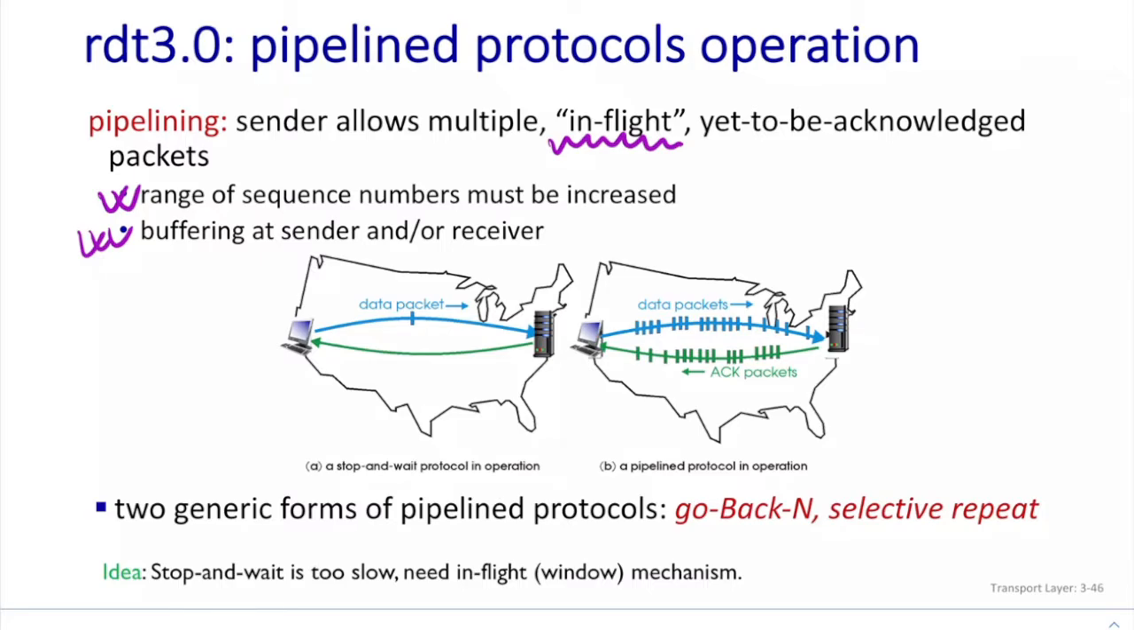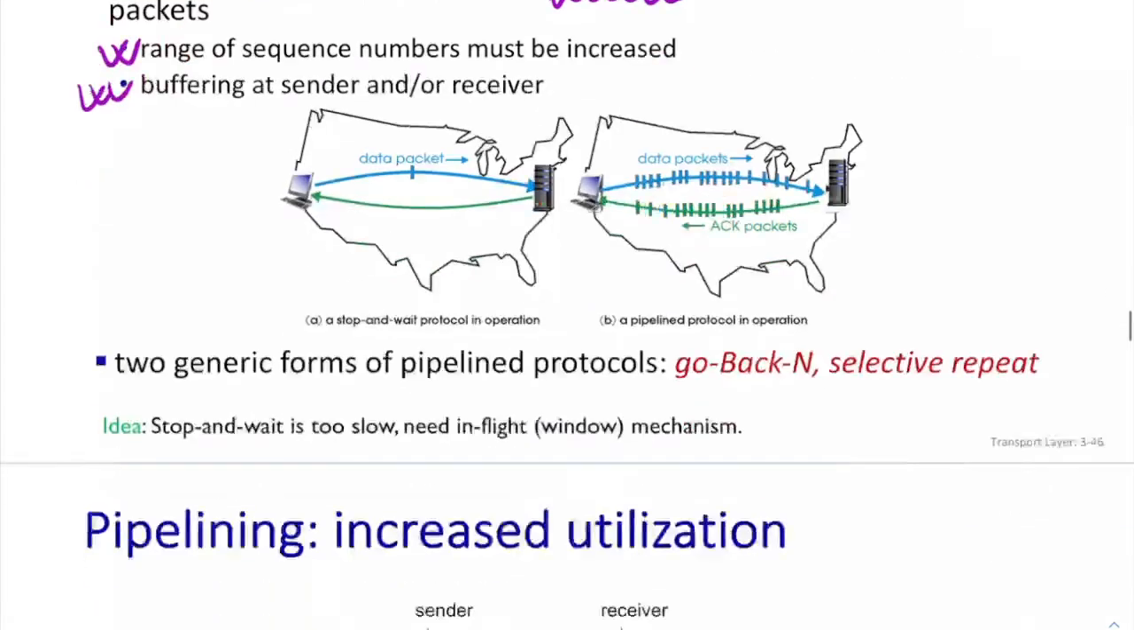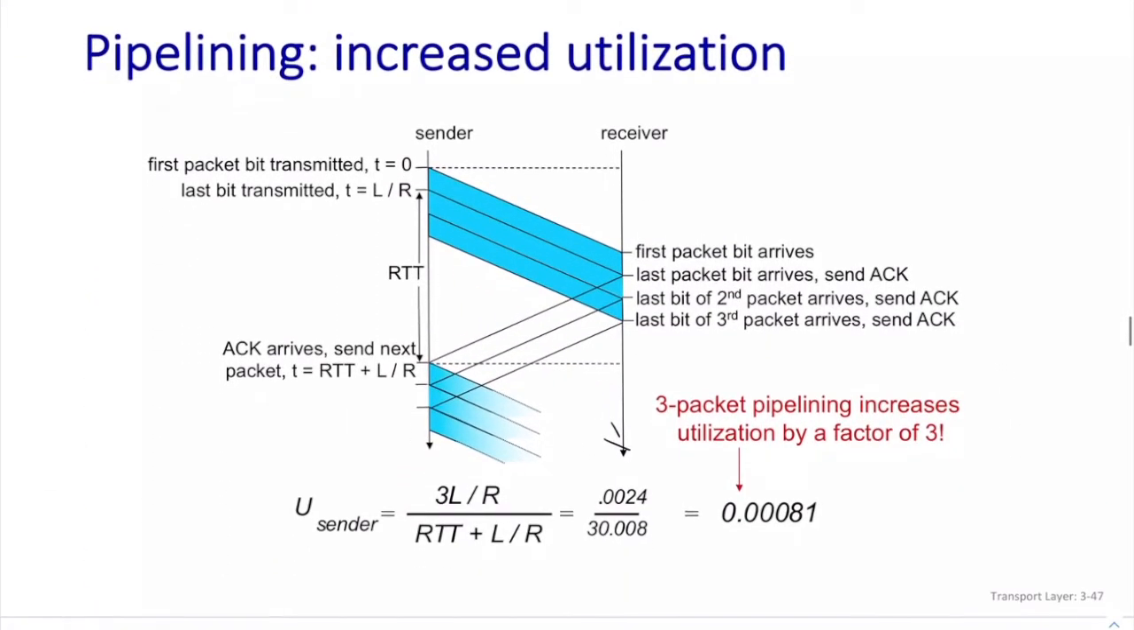Okay. In the following hour, we have two different pipeline protocols. One is called go back N. The other is called selective repeat. We will talk about it later. So let's take a look at the utilization when we use pipelining.